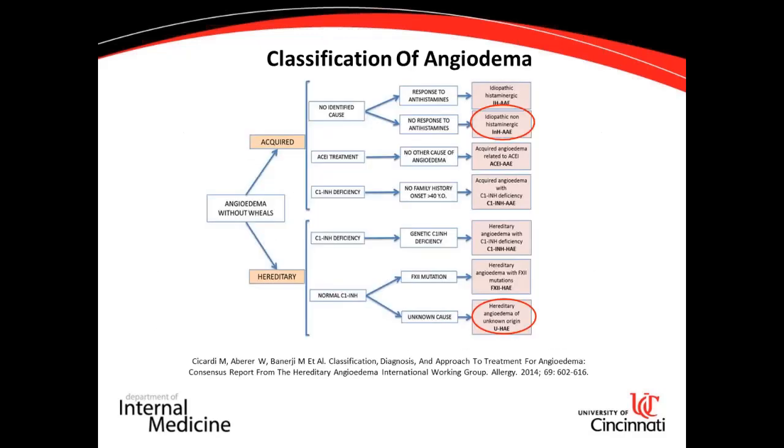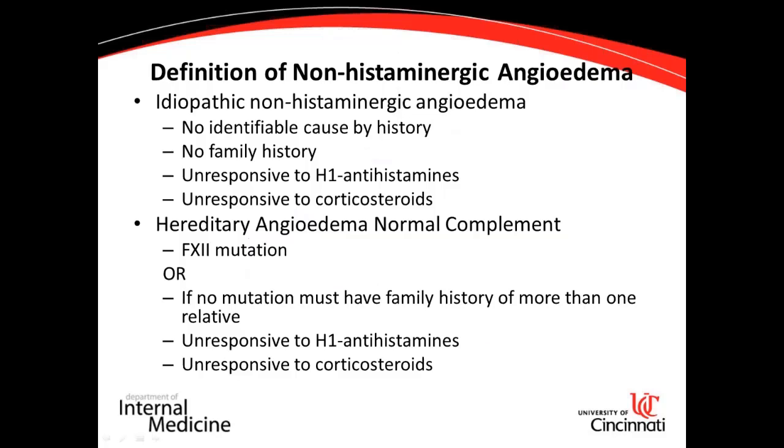So this is a classification scheme which we've been talking about of angioedema, and you can see that there are these groups of patients who aren't responsive to antihistamines that are called idiopathic non-histaminergic angioedema. And again, some of these patients who have normal complement, who have family histories are thought to have hereditary angioedema of unknown origin, but these patients really may be these idiopathic non-histaminergic angioedema cases.